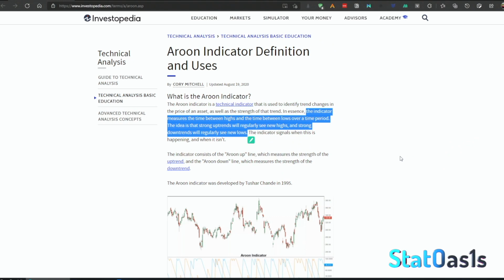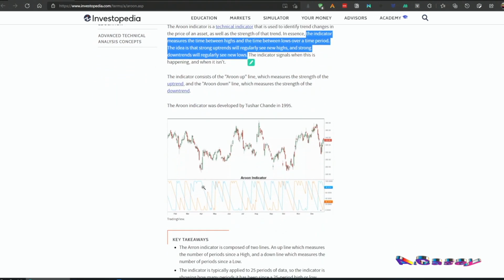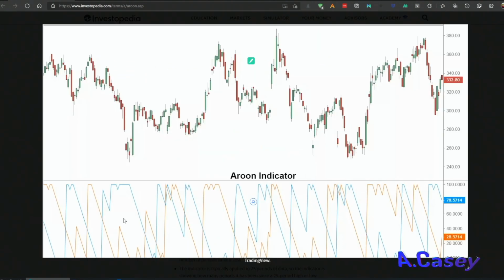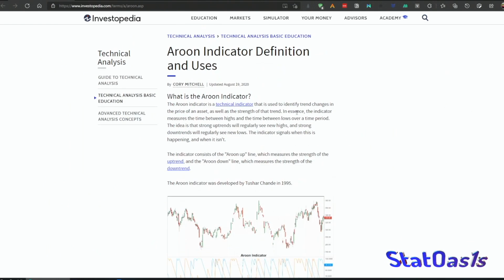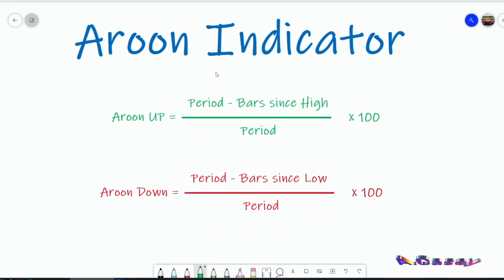So the Aroon indicator is a kind of wacky technical indicator, because look at these signals. It's not user friendly, I think, and you cannot read it properly without really reading about it. But basically it says here that it shows trends. It calculates the new high and the new low. The actual calculation is like this.